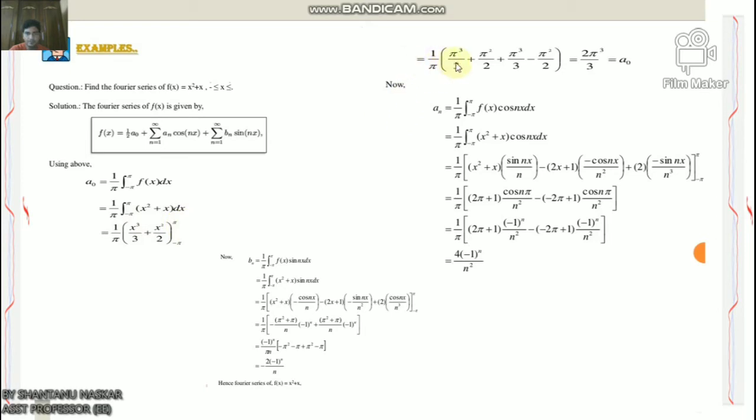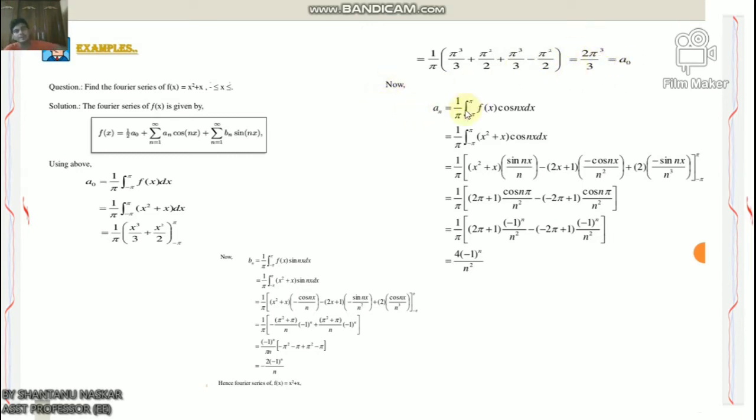So the value is 1 by π times [π cube by 3 minus π square by 2 plus π cube by 3 plus π square by 2]. So the whole value is a0 equals 2π cube by 3.